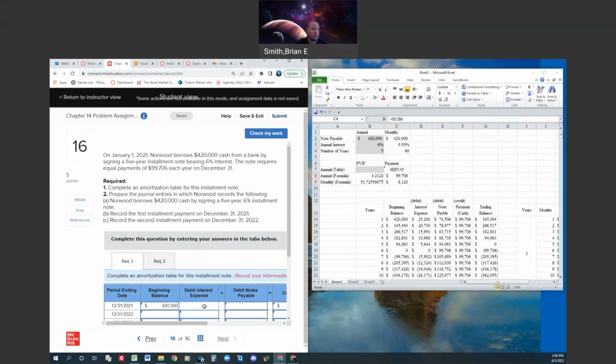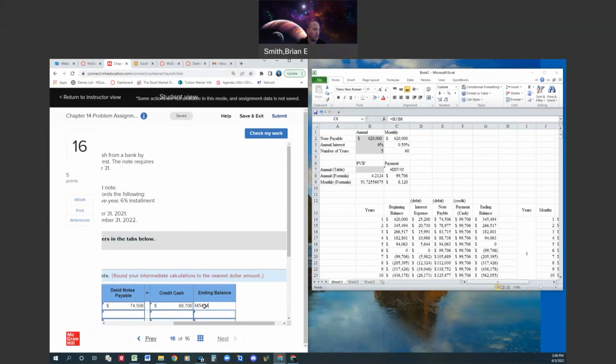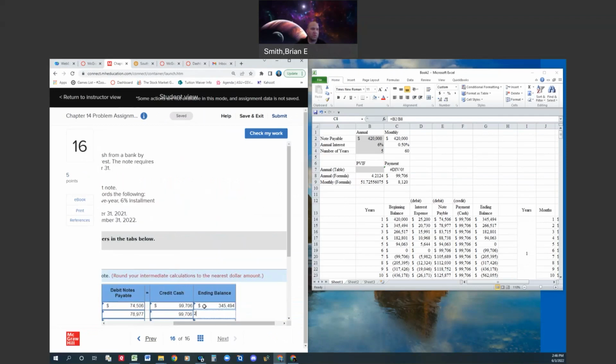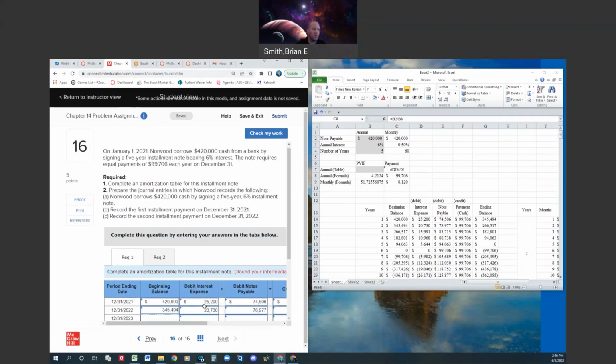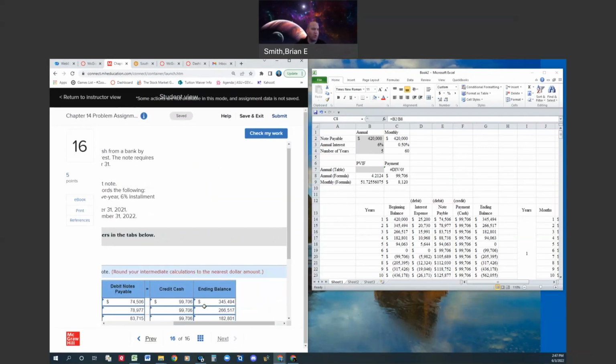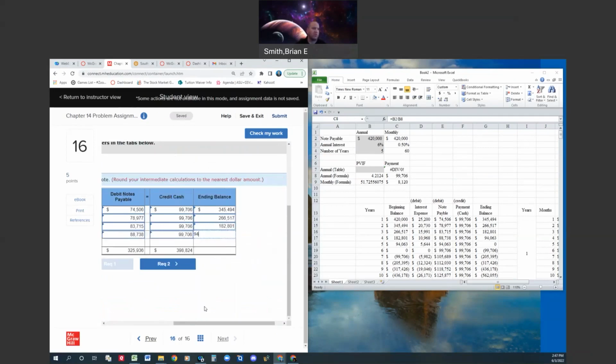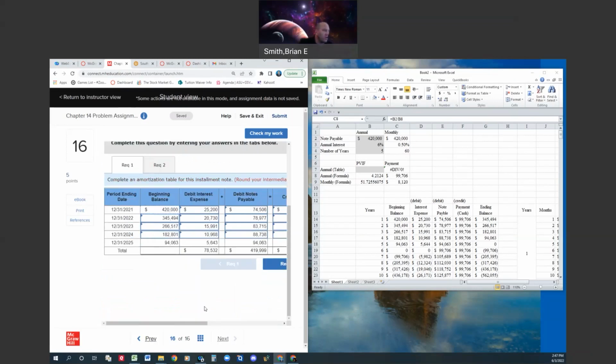So debit interest expense, 25,200, 74,506, 99,706. 345,494, and just keep going down. 266,517, 15,991, 83,715, 99,706, 182,801, 10,968, 88,738, 99,706. 94,063. Oh, it did it for me at the end there.